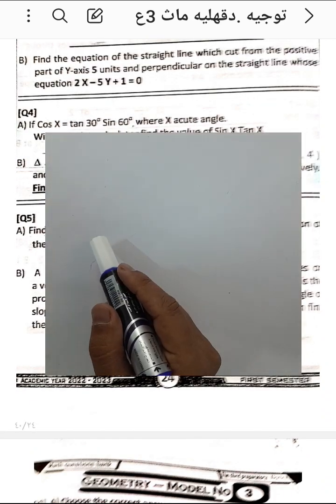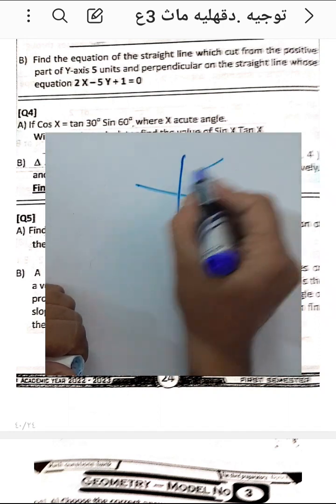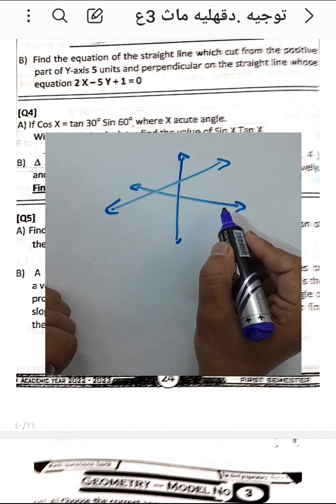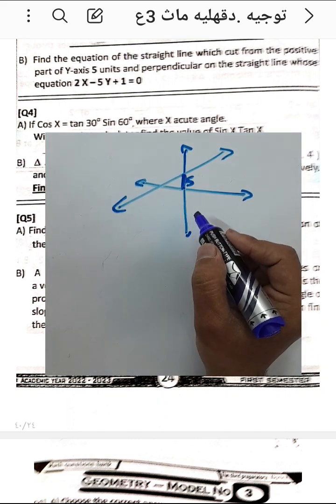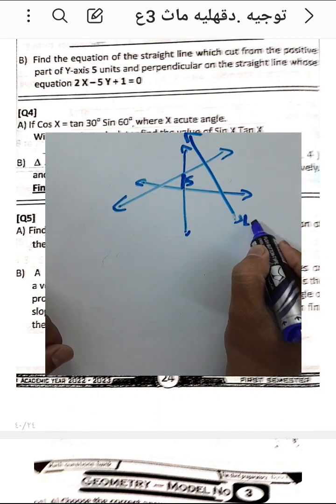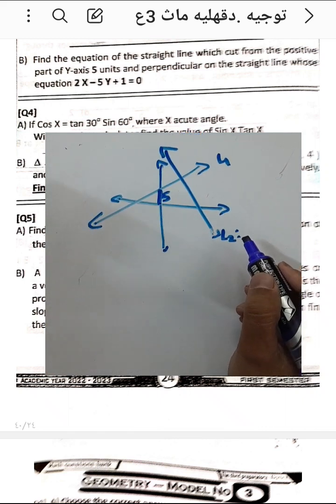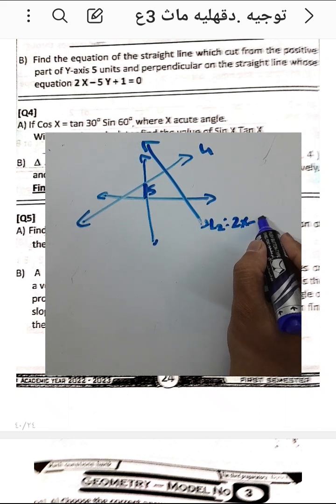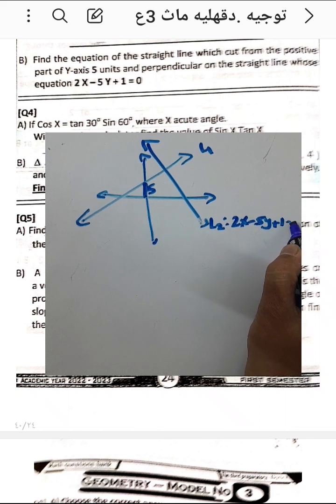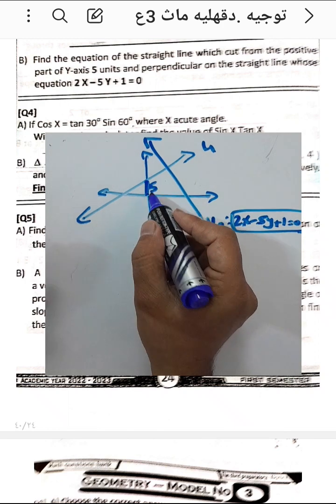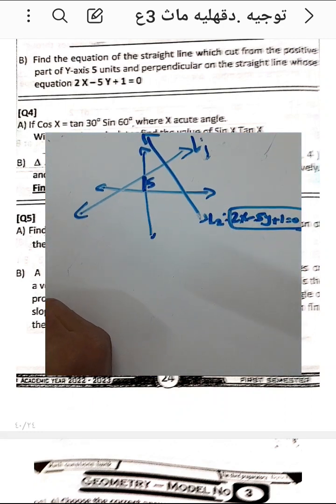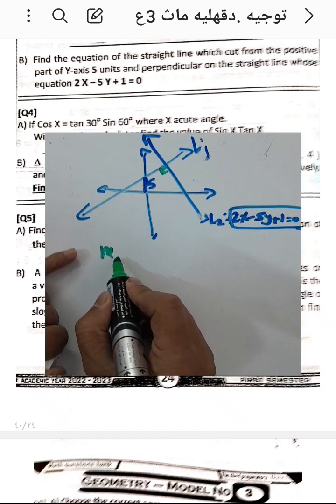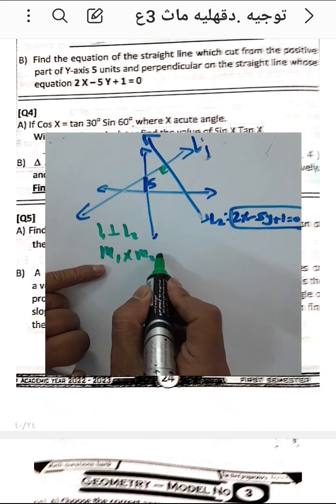Letter B, find the equation of the straight line which cuts from the positive part of the y axis 5 units. Okay, we have a straight line which cuts from the positive y axis 5 units. This part 5 units, and it is perpendicular to another straight line. We call them L2 and L1. They give us the equation of the L2 straight line, 2x subtract 5y plus 1 equals 0. And we don't know the straight line L1. Okay, L1. So we can use the properties of perpendicular lines. Since L1 is perpendicular to L2, then M1 multiplied by M2 will be negative 1.